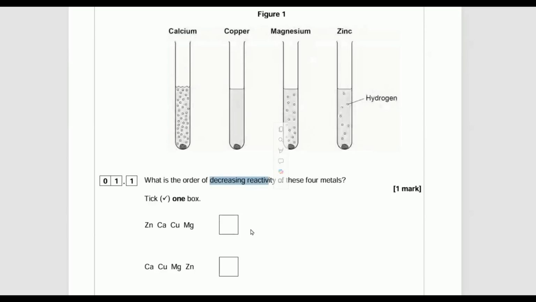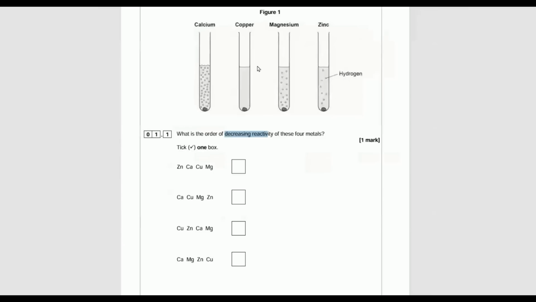That means we want to start with the most reactive and work down to the least reactive. What's the correct order? Let's zoom out so we can see this. Okay, so it looks like calcium is the most reactive. How do I know? It's releasing more bubbles of hydrogen gas. So I'm going to cross this one out and that one out because we want to start with calcium. What's the next most bubbles? Magnesium. So it's going to be this one: calcium, magnesium, zinc, and last of all, copper. So that is the order of decreasing reactivity.